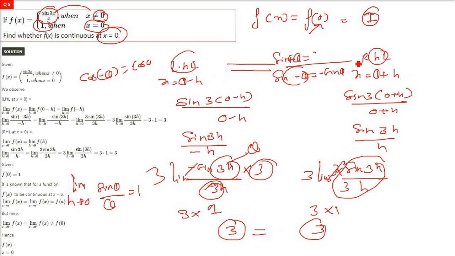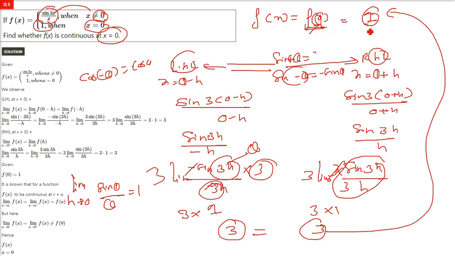But the value at x equals 0 is 1. It is not equal to 3. That is why we can say that this function is discontinuous at x equals 0. They both are 3, but the value of the function at x equals 0 is 1.